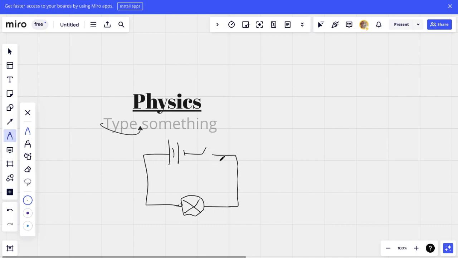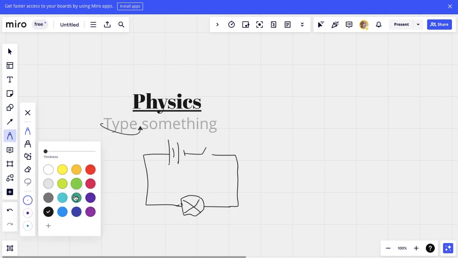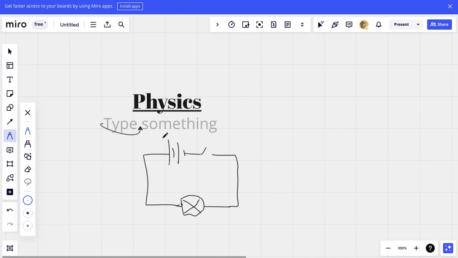So when the switch is closed, then the current flows. This is the positive terminal of the battery. This shorter one is the negative terminal. And these tall ones are the positive terminal of the battery. Every battery has a certain voltage or EMF. Let's say this battery can offer 12 volts.